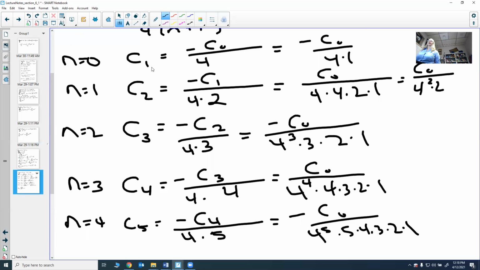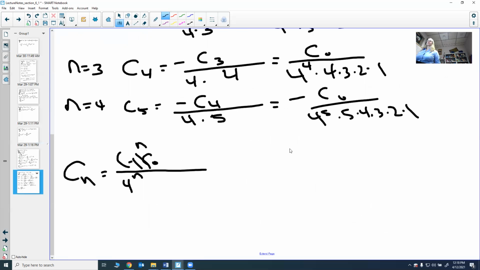Notice, again, my n is 1, 2, 3, 4, 5. Ignore these n's here. We're trying to come up with a different n here. This number here, 5, this is 5 factorial. This is 4 factorial. This is 3 factorial. So this would be n factorial. So we now can find out what y is.